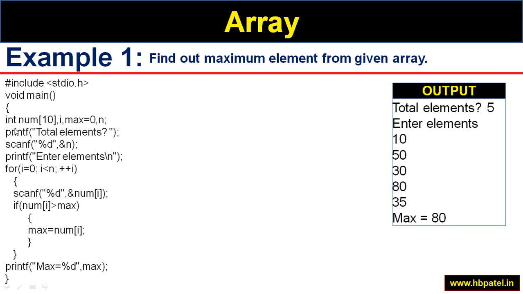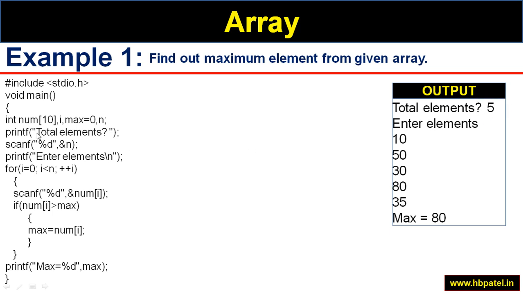I have declared an array, integer num[10]. i is for the loop, max is because I need to find out the max, so I have used the max variable, and n is nothing but my total elements, 5.